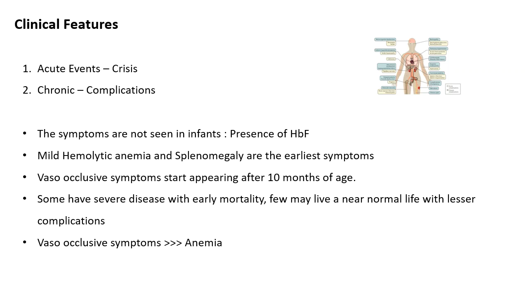Mild hemolytic anemia and splenomegaly are the earliest symptoms. Here again, in the earlier phase you would find splenomegaly, but in the later stages the spleen becomes shrunken and small. Vasoocclusive symptoms start appearing after around 10 months of age. Some have severe disease with early mortality, as I told earlier, while a few may live a near normal life with fewer complications. Also, as I said, there are two important phenomena, vasoocclusiveness and hemolytic anemia. Vasoocclusive symptoms are more common than hemolytic anemia.